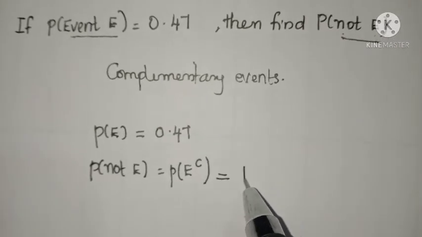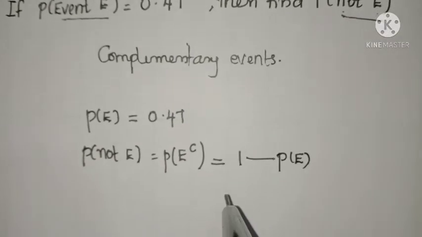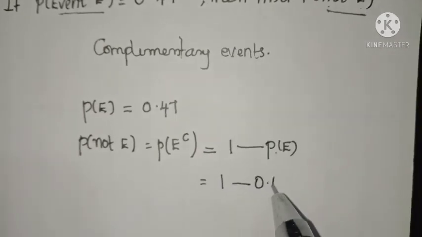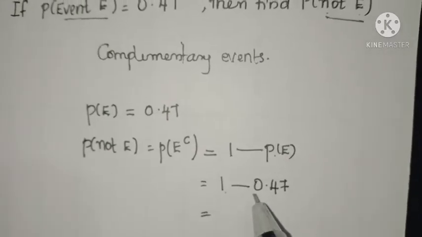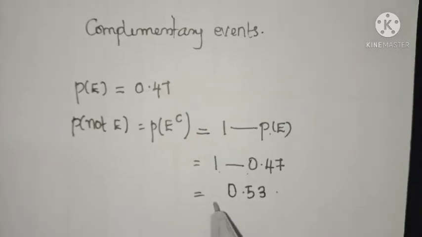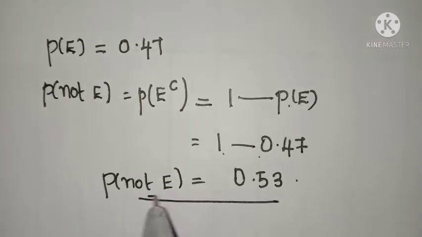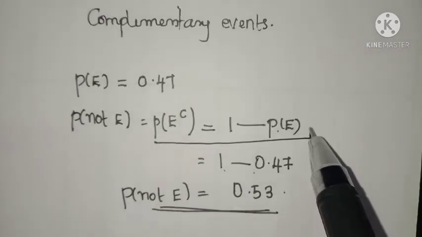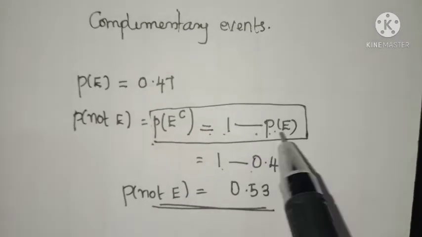obtained by total probability 1 minus probability of E. So 1 minus P of E, probability of E is 0.47. 0.47 is equal to 1 minus 0.47 is equal to 0.53. So probability of not E is equal to 0.53. Listen, this is very important one. P of complement event is equal to 1 minus P of E.